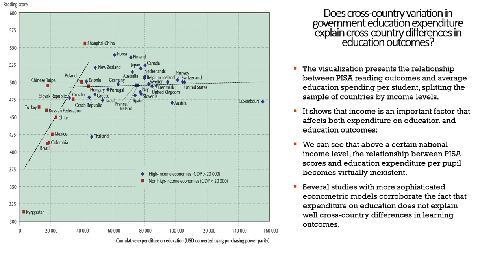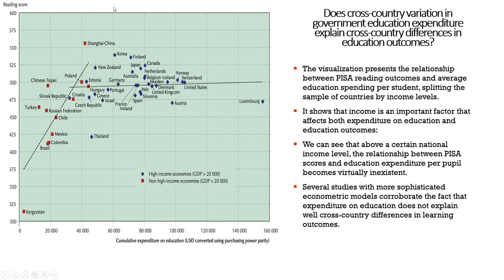Now, does cross-country variation in government education expenditure explain cross-country differences in education outcomes? This visualization here presents the relationship between test scores on reading outcomes and average education spending per student for different countries. It shows that income is an important factor that affects both expenditure on education and education outcomes. We see that above a certain national income level, the relationship between the test scores and education expenditure per pupil becomes non-existent. And several studies with more sophisticated econometric models also support the fact that expenditure on education does not explain well the cross-country differences in learning.